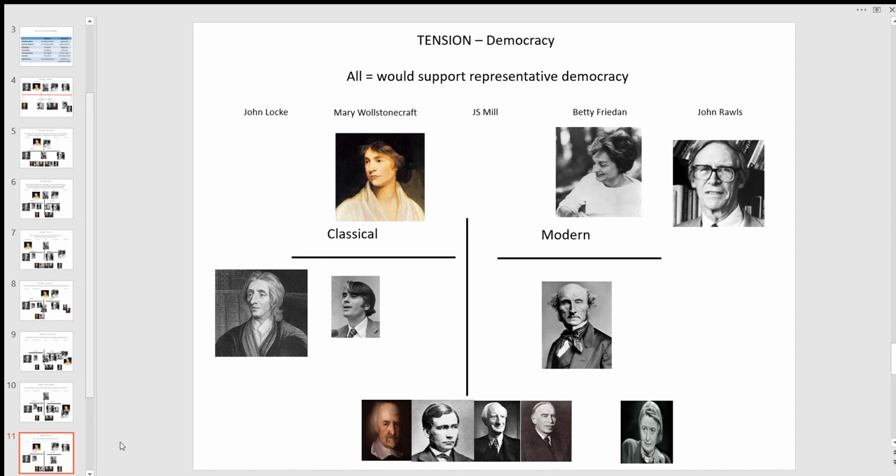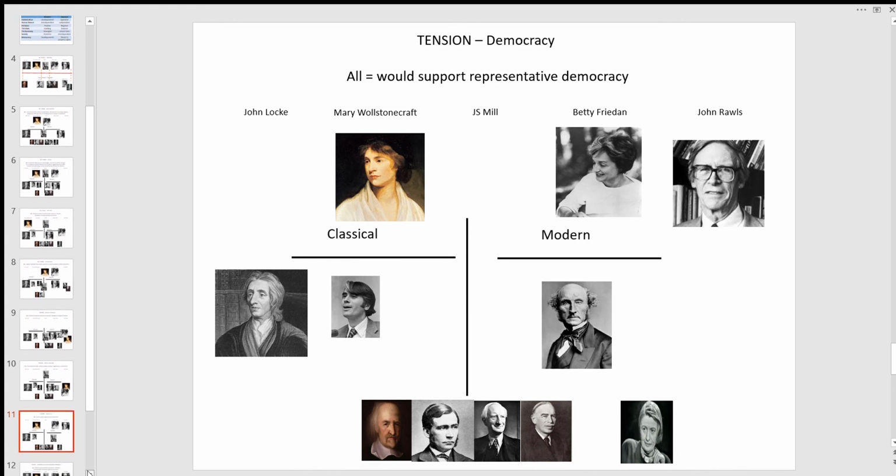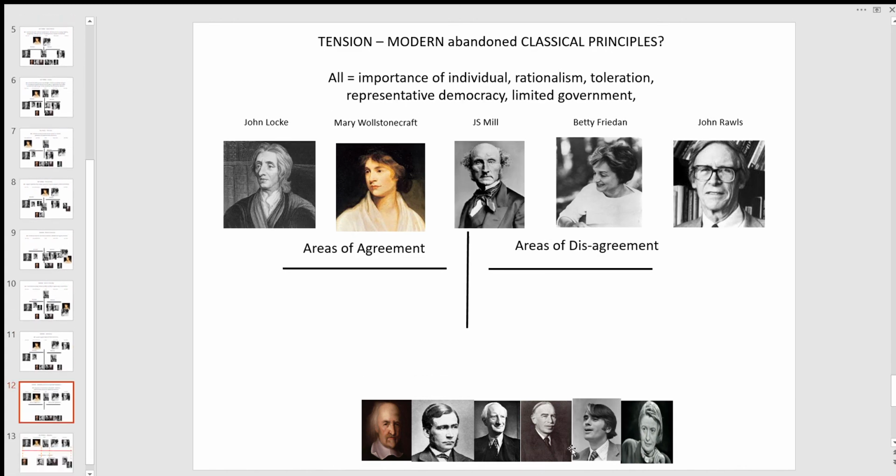And then the last essay, which is a broader one, and it's very much common on the old syllabus, has modern liberalism abandoned classical principles. Well, all of them, all liberals, believe in the importance of the individual, in rationalism, toleration, representative democracy, and limited government. So clearly, modern liberals haven't abandoned those aspects of classical liberal principles.